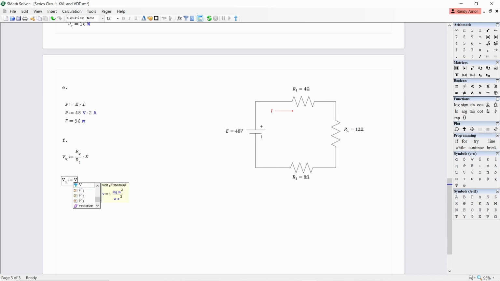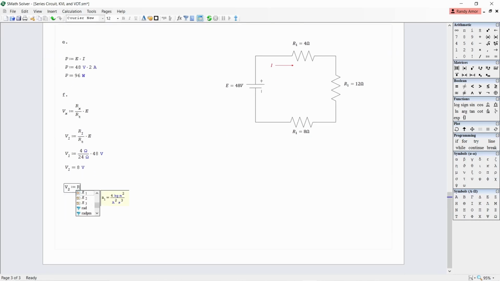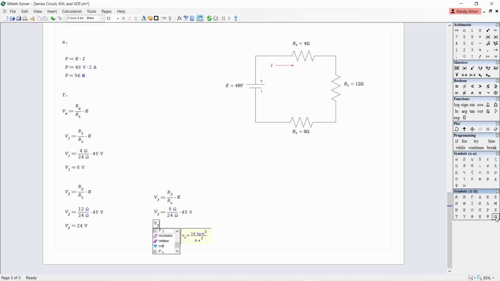So therefore, for voltage drop V1 will be equal to R1 divided by Rt times E, or 4 ohms divided by 24 ohms times 48 volts, which is equal to 8 volts. V2 will be equal to R2 divided by Rt times E, which is equal to 12 ohms divided by 24 ohms times 48 volts, which is equal to 24 volts. And finally, V3 will be equal to R3 divided by Rt times E, which is equal to 8 ohms divided by 24 ohms times 48 volts, which will be equal to 16 volts.